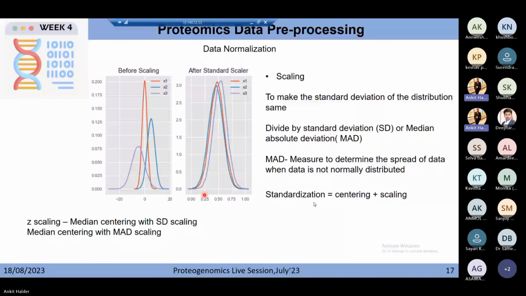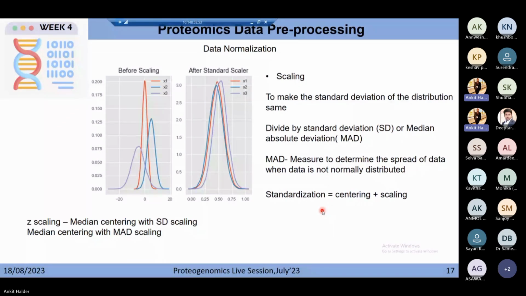Median absolute deviation is the one that determines the spread of data when your data is not normally distributed. Once you have done your centering, and then you perform the scaling, that procedure is called standardization. So whenever you see that a data set has been standardized, it means that it has been centered as well as scaled. Median centering has been done with all the medians lying together, and then it has been scaled. So it will give you a median scaling.